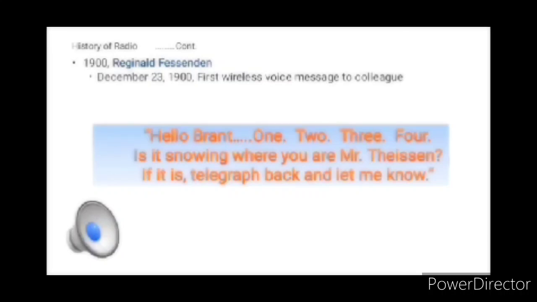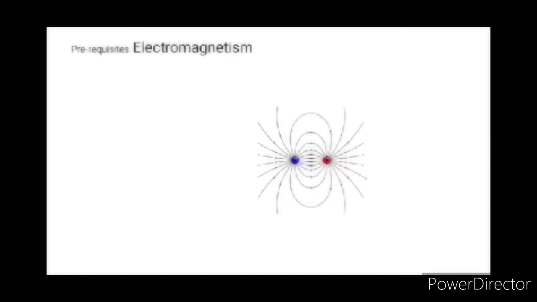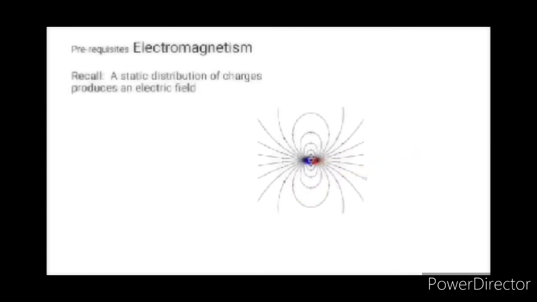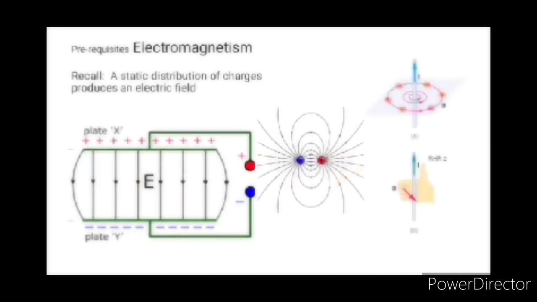Prerequisites for electromagnetism. Electricity and magnetism are two faces of the same force. Recall our previous understanding: a static distribution of charges produces an electric field, and charges in motion constitute an electric current. Whenever there is an electric current, it is always accompanied by a magnetic field. So surrounding this current-carrying conductor, we are going to have a magnetic field.